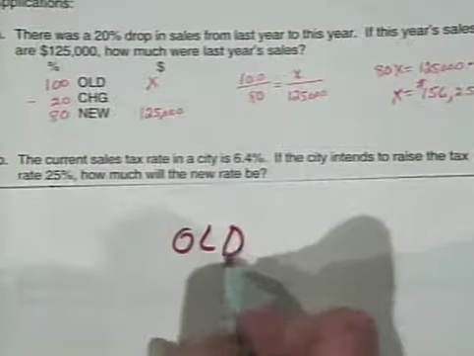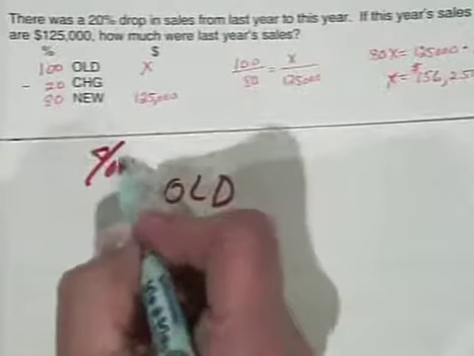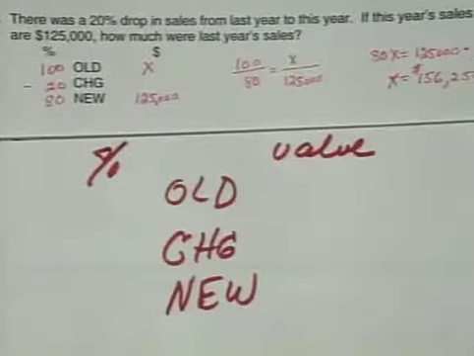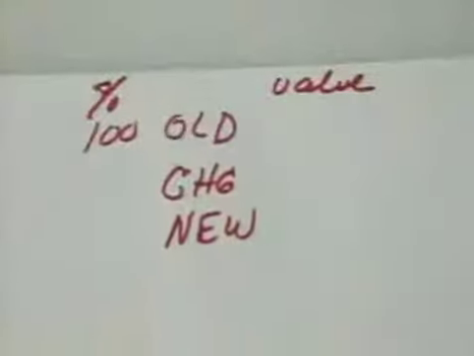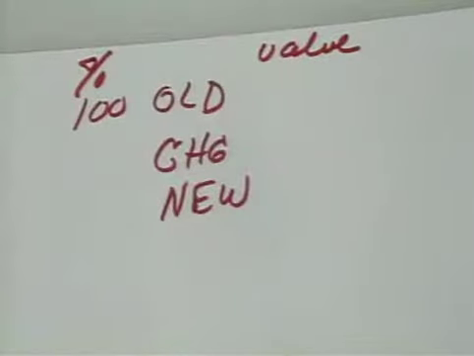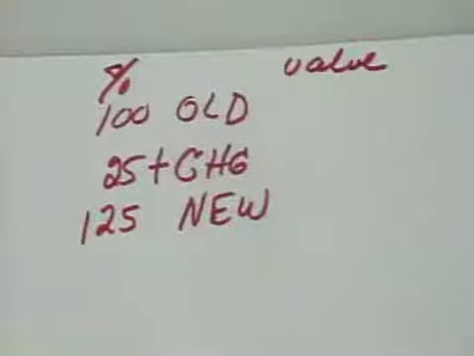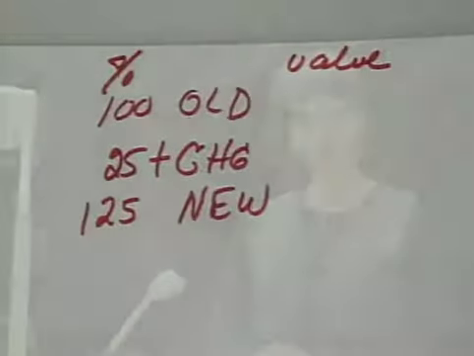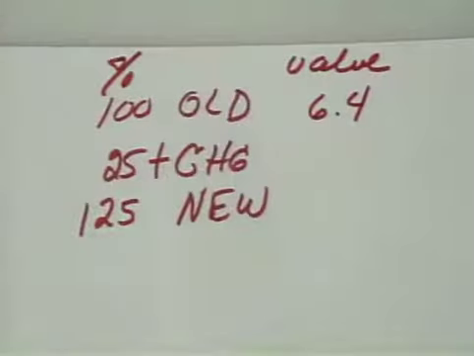So let me start out by going old, change, new. I'm going to put percents on this side. And over here, I'm just going to call this side value. The old percent is always 100. How much am I going to increase taxes by? 25. This is a plus, yes? So this becomes 125. What's the value of the taxes currently? Good. So instead of putting money over here, I can give you a tax rate of 6.4. The tax rate is going up. The value that you pay in taxes is going up. We're looking for the new tax rate.